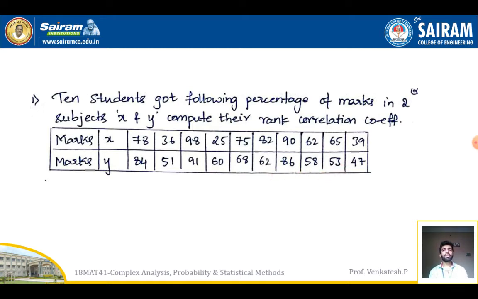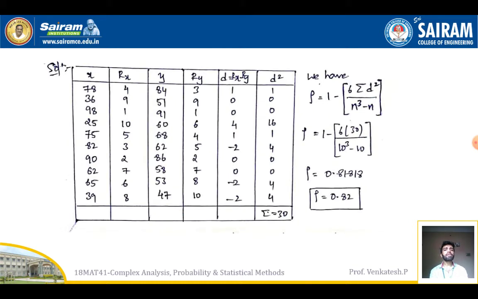First we have to give a rank for the given marks, then find the rank correlation coefficient. Take all the x marks: 78, 36, 98, 25, 75, 82, 90, 62, 65, 39. The highest mark is 98, so obviously we give it rank 1. Next is 90, rank 2. Next is 82, rank 3. Next is 78, rank 4. Next is 65, rank 6. 62, rank 7. 39, rank 8. 36, rank 9. And then 25, rank 10.